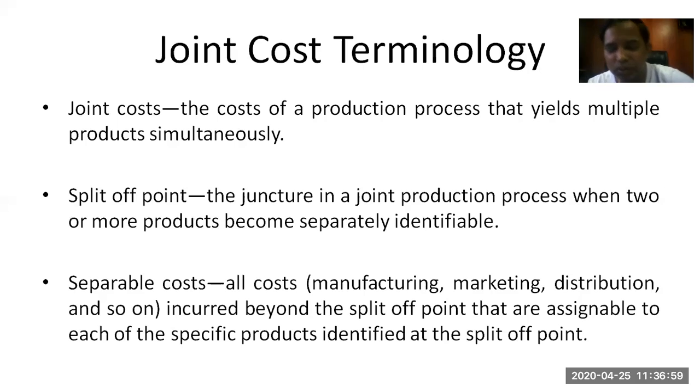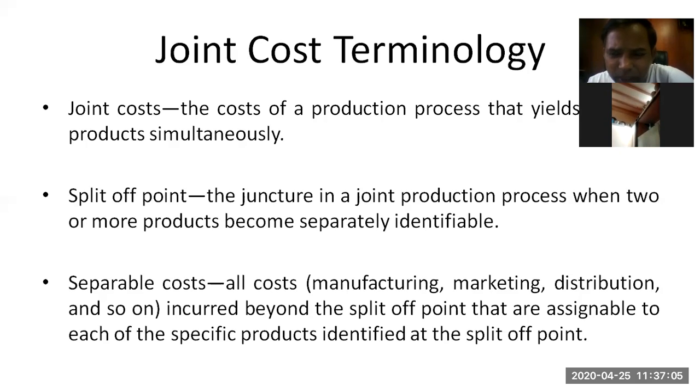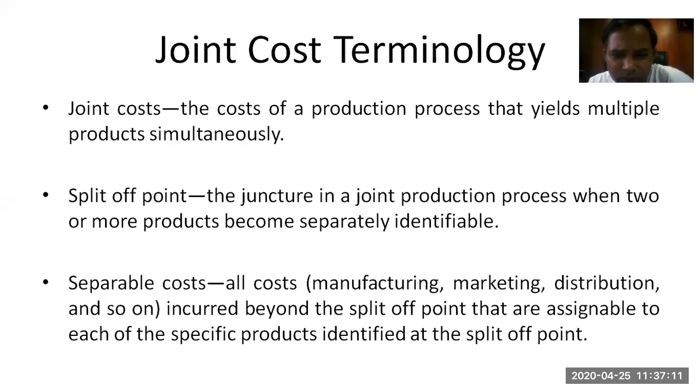We discussed terminologies. Joint cost means, when a single production process gives you more than one product, the cost incurred to produce those products is known as joint cost. Split off point is the point from where more than one product gets a separate identity. Separable costs are the costs incurred after the split off point, that means they are assigned directly to a single, separate product.